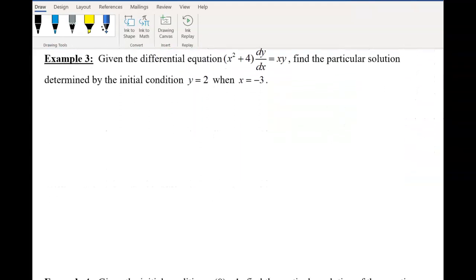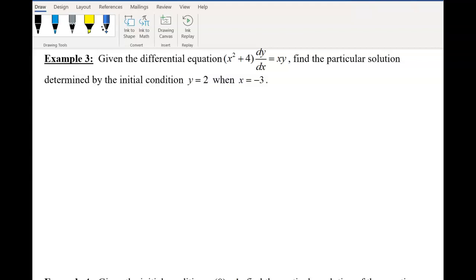So we're only going to do one of the differential equation examples. I feel like we did a lot of them yesterday with the slope fields, but this one is more along the lines of those harder problems that popped up on some of the more difficult slope fields yesterday. We're given the differential equation (x squared plus 4) dy/dx equals xy. Find the particular solution with initial condition (2, -3).